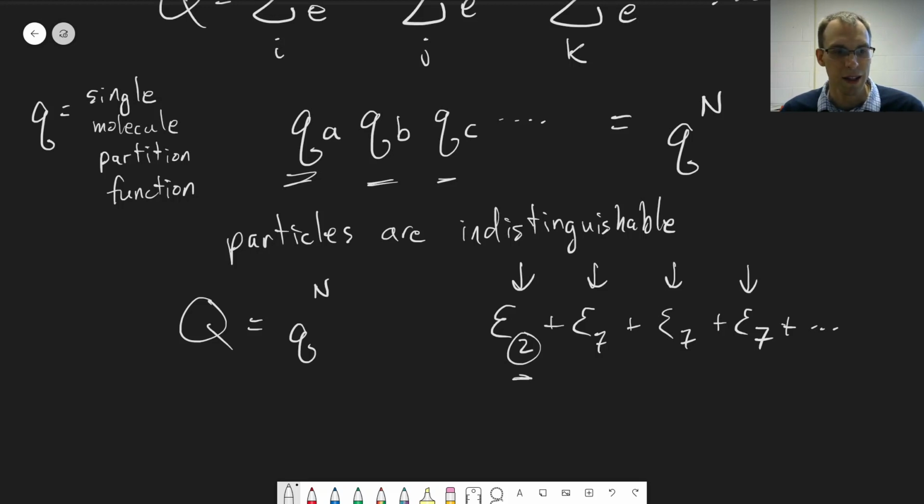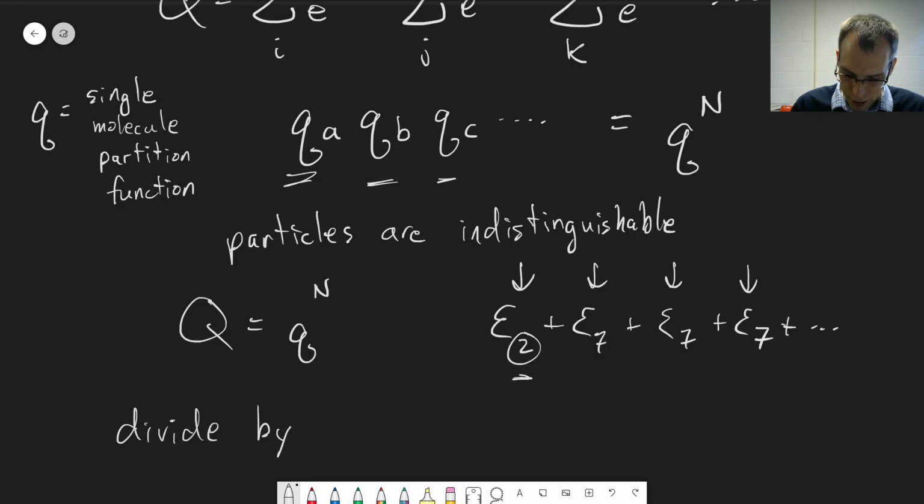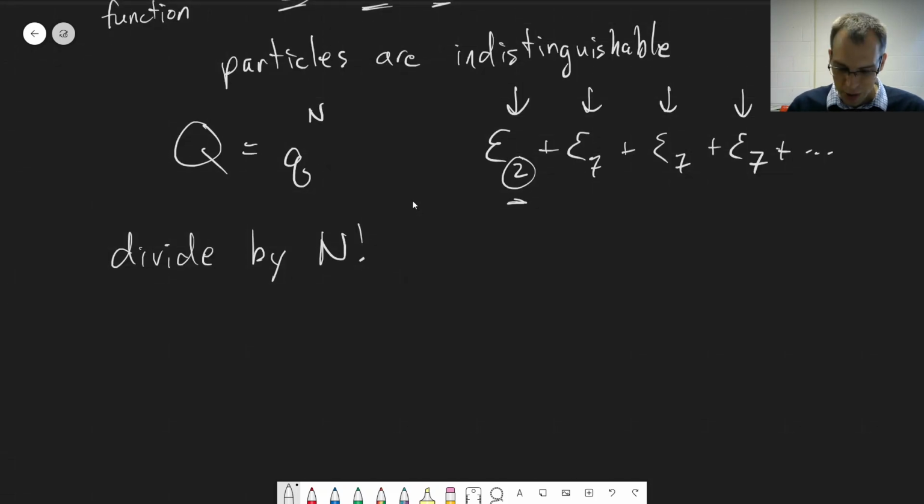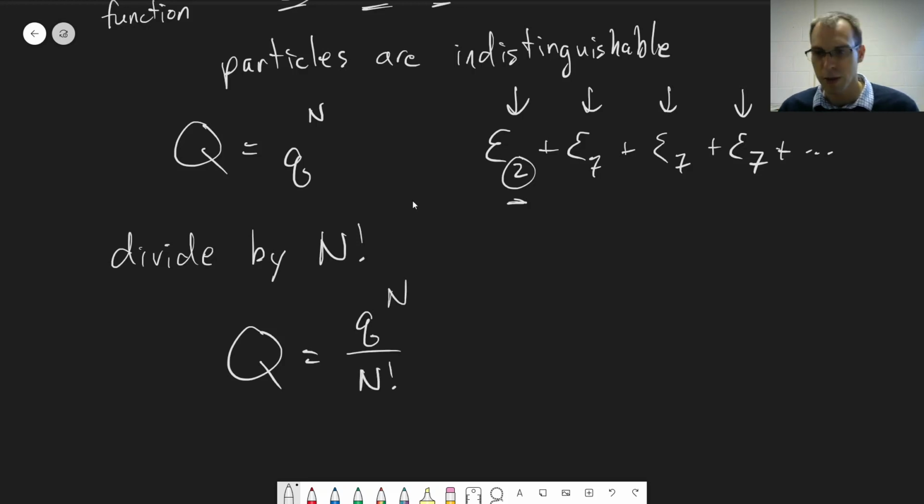And mathematically, the way that we do this is we divide by n factorial, the total number of particles factorial. That corrects for the overcounting that we'd have by assuming our particles are distinguishable when they're actually indistinguishable. Long story short, big Q is equal to little q raised to the n divided by n factorial, and that n factorial deals with this issue of indistinguishability.